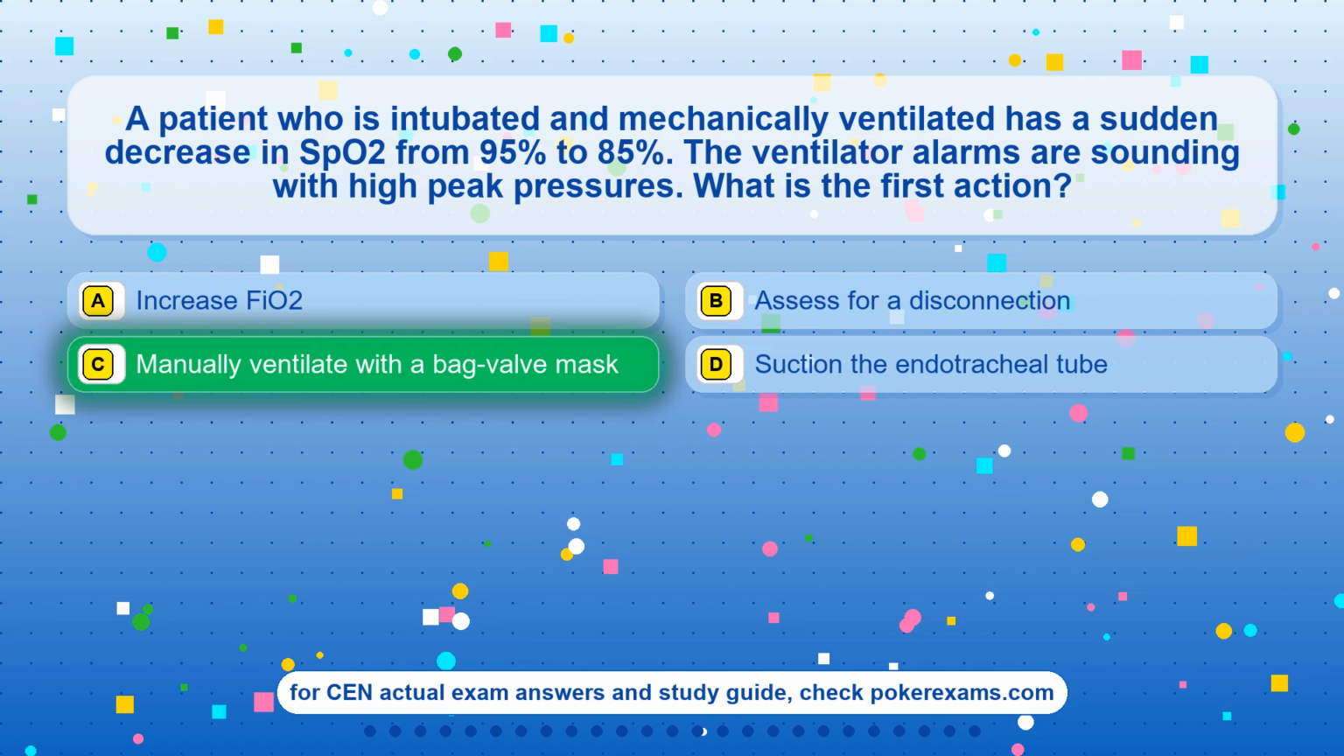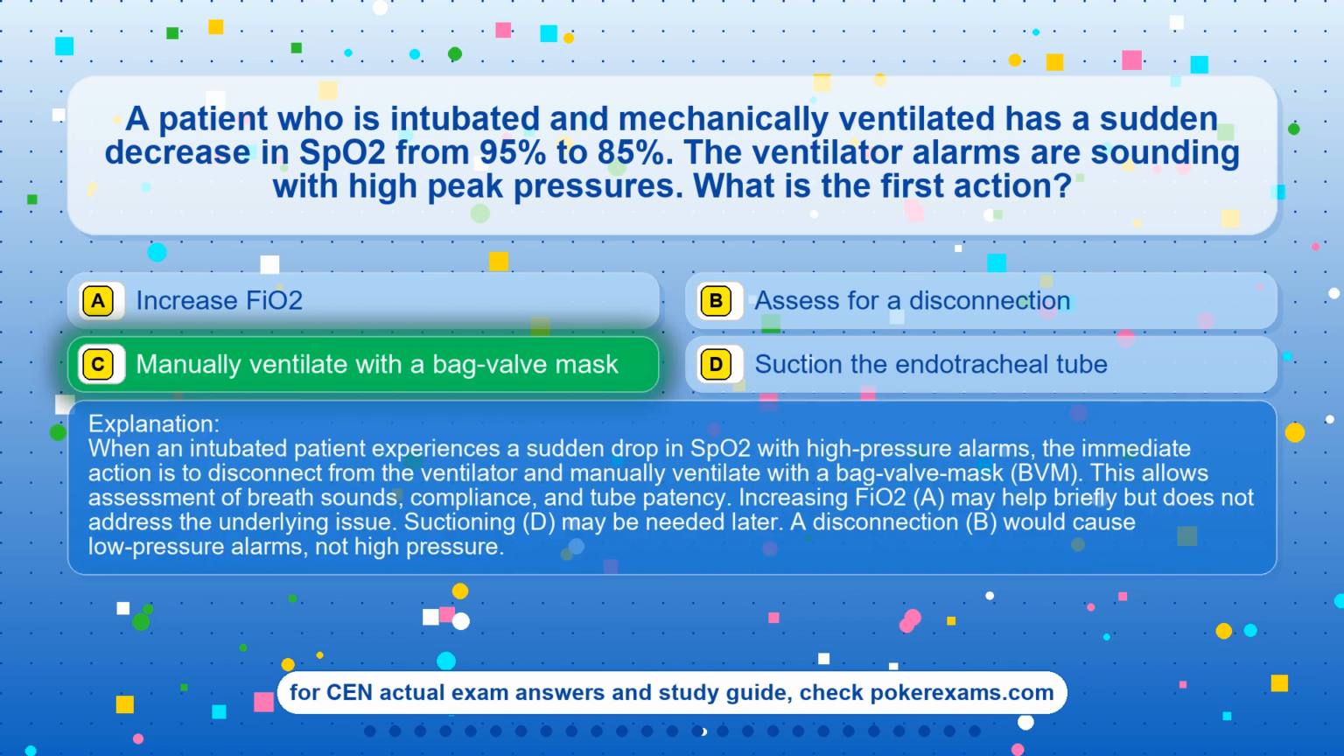The correct answer is option C, manually ventilate with a bag-valve mask. When an intubated patient experiences a sudden drop in SpO2 with high pressure alarms, the immediate action is to disconnect from the ventilator and manually ventilate with a bag-valve mask, BVM. This allows assessment of breath sounds, compliance, and tube patency. Increasing FiO2, A, may help briefly but does not address the underlying issue. Suctioning, D, may be needed later. A disconnection, B, would cause low pressure alarms, not high pressure.